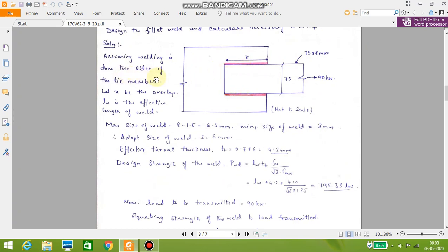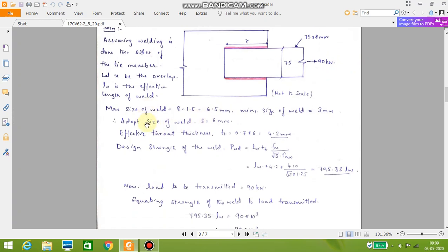So here we will assume the welding is done on both the sides of the tie member. Let x be the overlap and L_w be the effective length of the weld. So this is 75 by 8 according to the given problem. 90 kilonewton is the load. Now the maximum size of the weld is given by 8 minus 1.5.